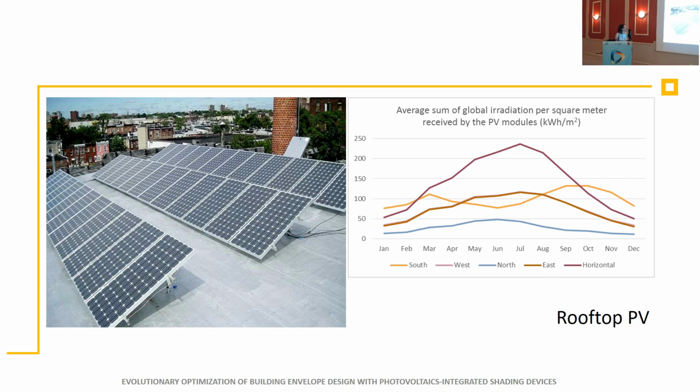As you can see to the left and to the right, you will see the average sum of global irradiation per square meter received by PV modules. And you will see that the horizontal plane still receives the majority of sunlight. But you can also see that there is much potential that can be fulfilled on vertical facades as well.